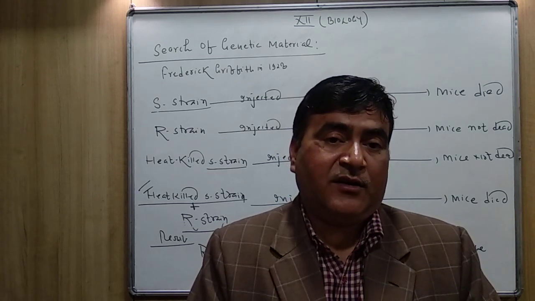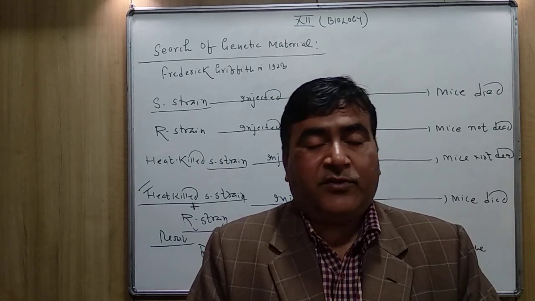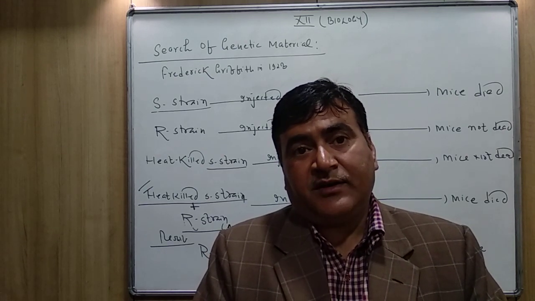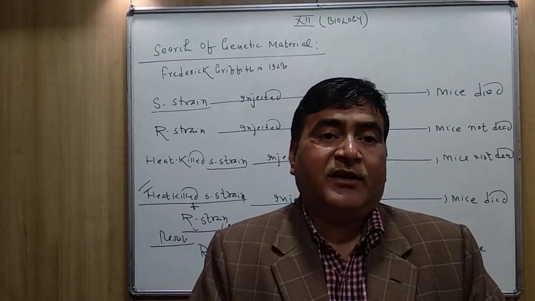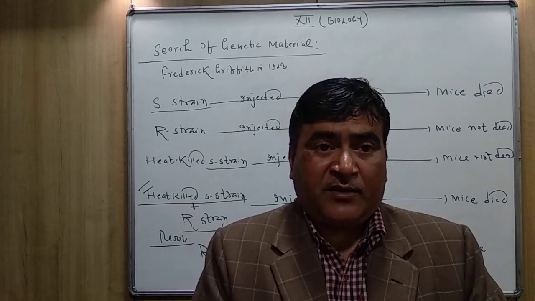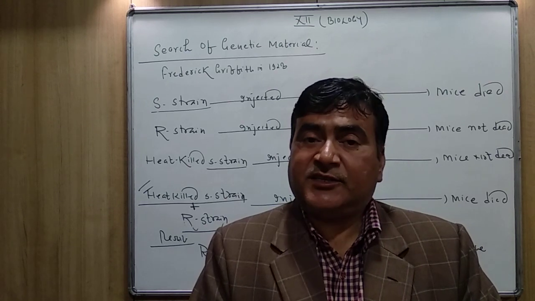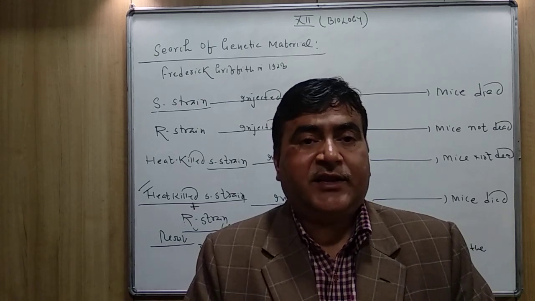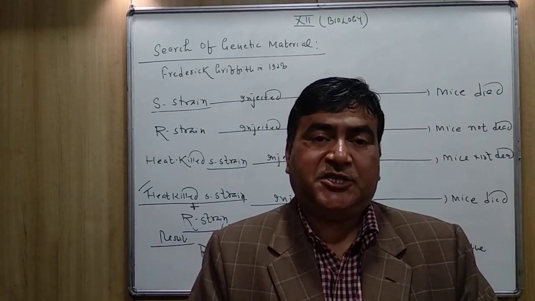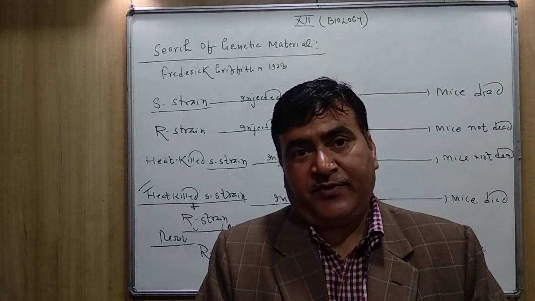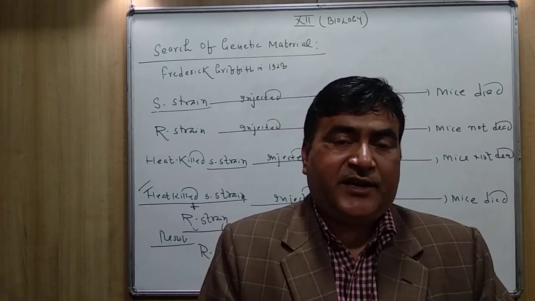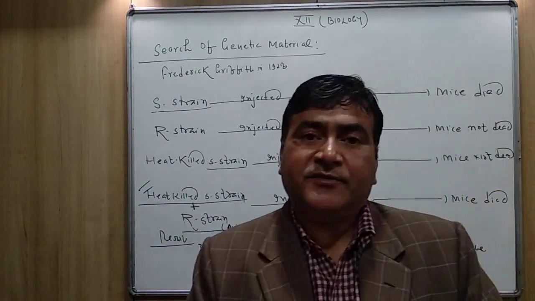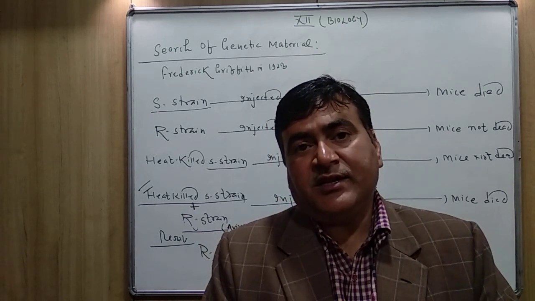So once again, you can revise what the Griffith experiment is. The Griffith experiment means Frederick Griffith conducted the experiment of transformation on the bacterium, and the name of the bacteria was Streptococcus pneumoniae. As I told you, he conducted a series of experiments on which bacteria? Streptococcus pneumoniae.